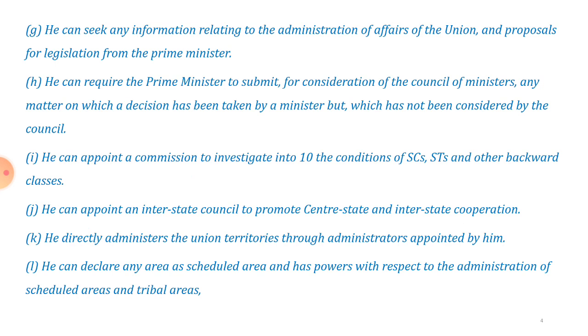He can appoint a commission to investigate the condition of SC, ST and other backward classes. He can appoint an interstate council to promote center-state and interstate cooperation. He directly administers the union territories through the administrators appointed by him. He can declare any areas as a scheduled area and has power with respect to the administration of the scheduled areas and the tribal areas. So these are the certain administrative powers that the president has.